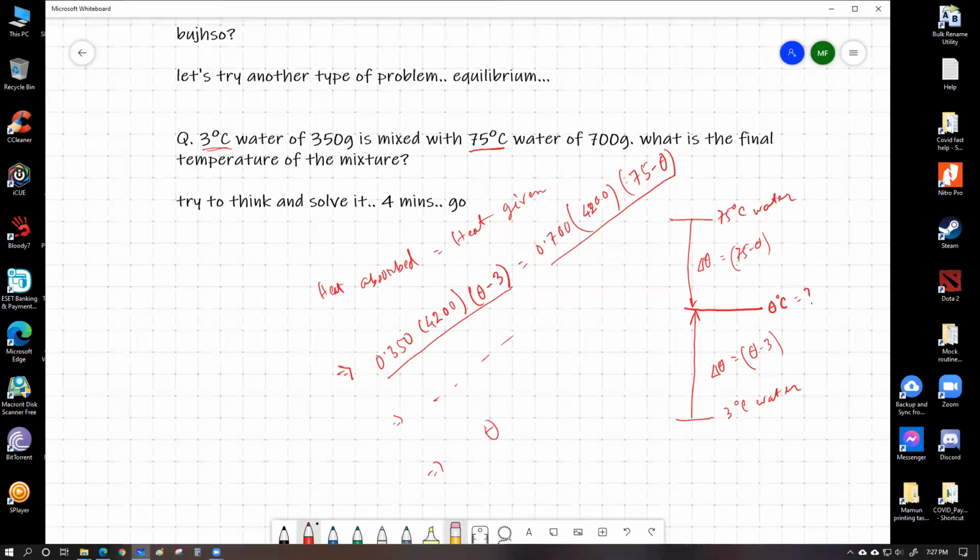Give me the value of theta. I would like multiple people to share their numbers so that you can cross check it. I'll keep an eye on the chat window.